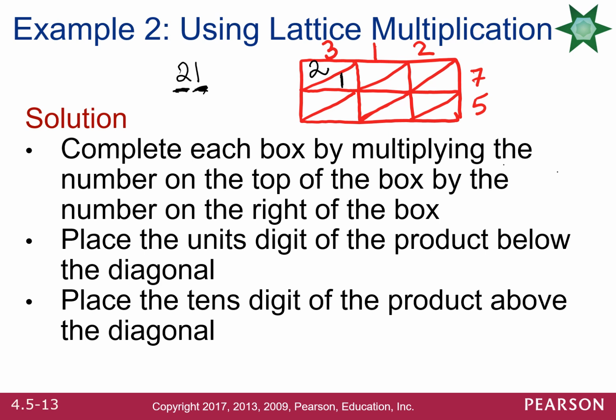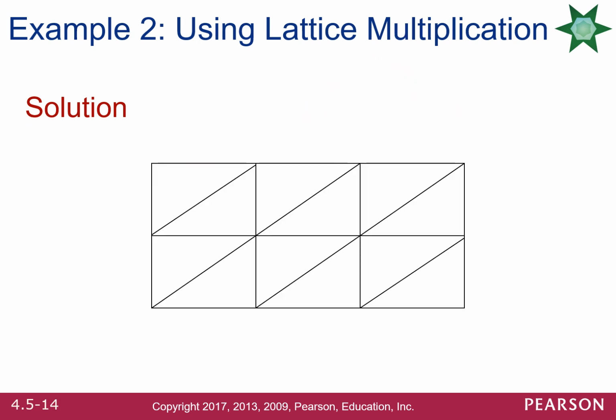So let's continue this. 3 times 7 is 21. We already completed that. 1 times 7 is 7, so 0, 7, 14, and then we have 3 times 5, 15. We have 1 times 5, 0, 5, and 2 times 5, 10. All right, so that's how we complete filling in all the partitions of the matrix.